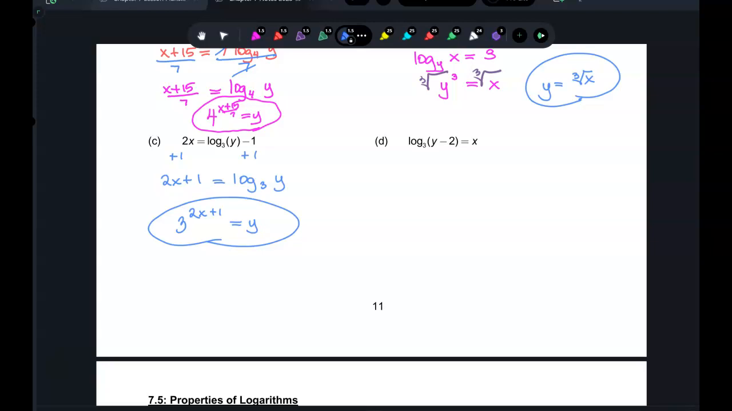We have time. So now, 3 to what power? x equals. Okay, and then I need to isolate y by adding 2. You literally just leave it as 3 to the x plus 2. You can't actually add anything. No, that's it. That's it.